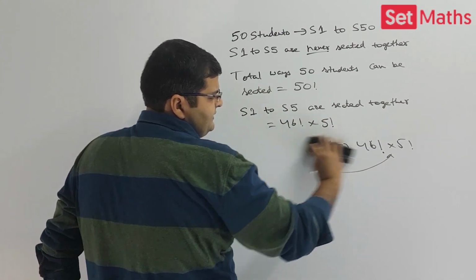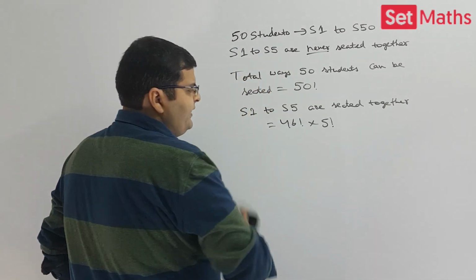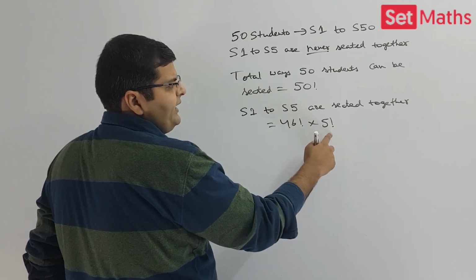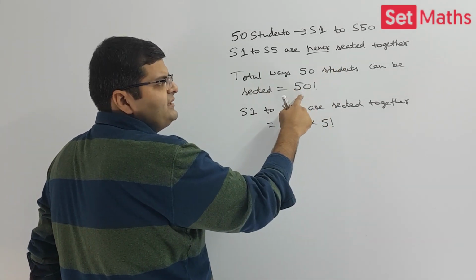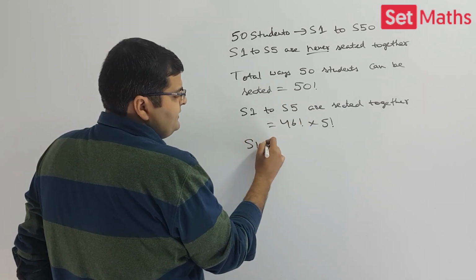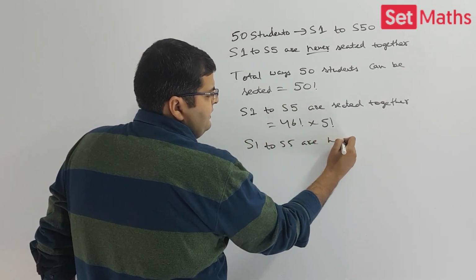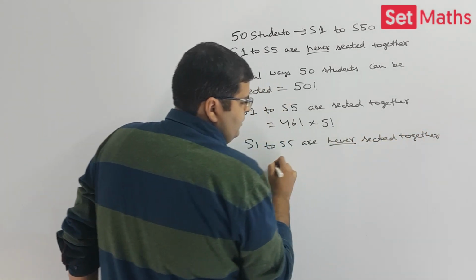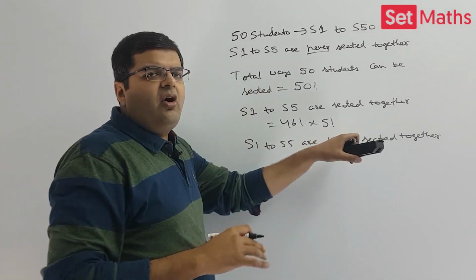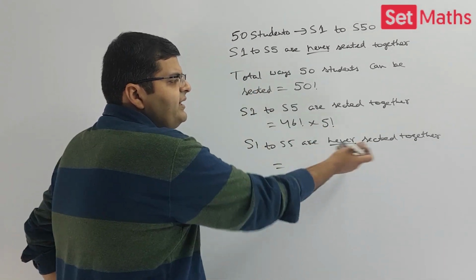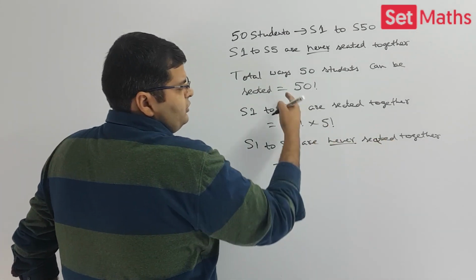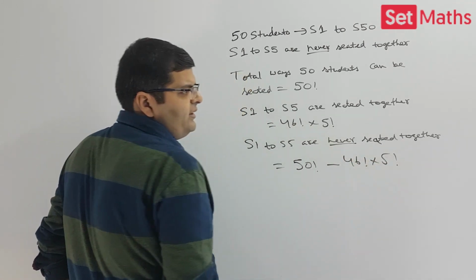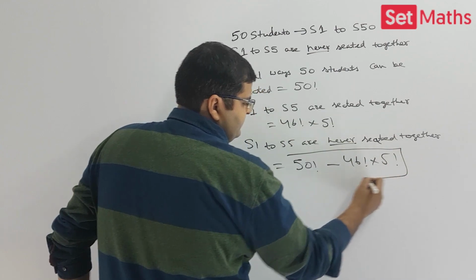We have also seen this in one of the previous questions. Alright, so now if S1 to S5 are seated together, the number of ways is 46 factorial times 5 factorial. Total number of ways to seat these students is 50 factorial. So when S1 to S5 are never seated together, that will be equal to total minus when they are always seated together. That will give us when they are never seated together. So total is 50 factorial minus 46 factorial times 5 factorial, and this is the answer here.